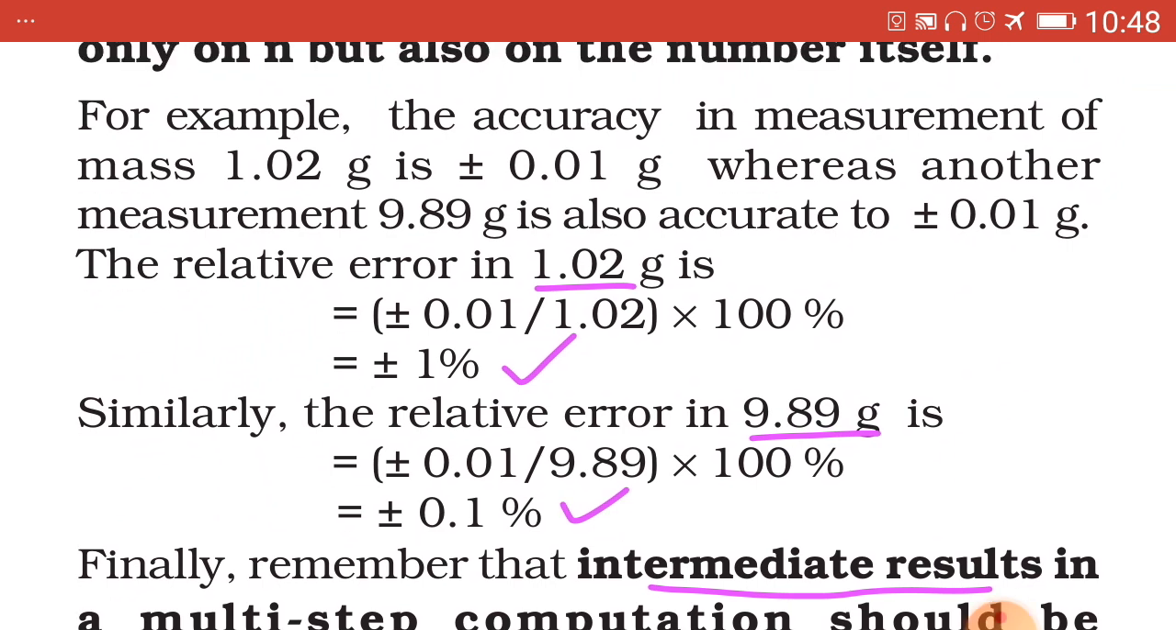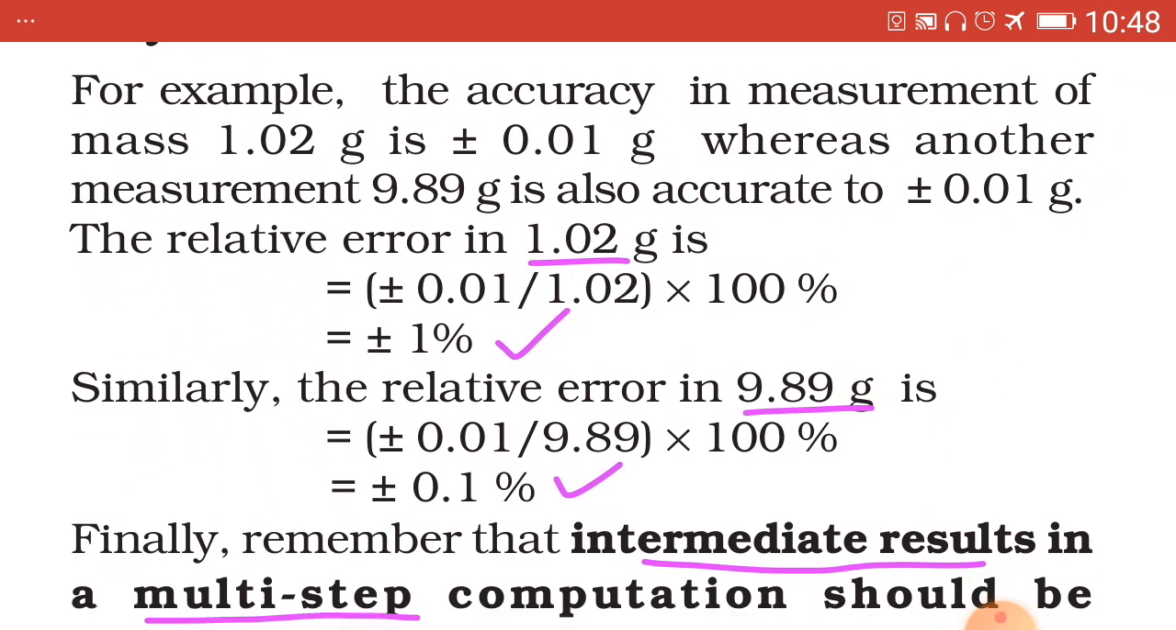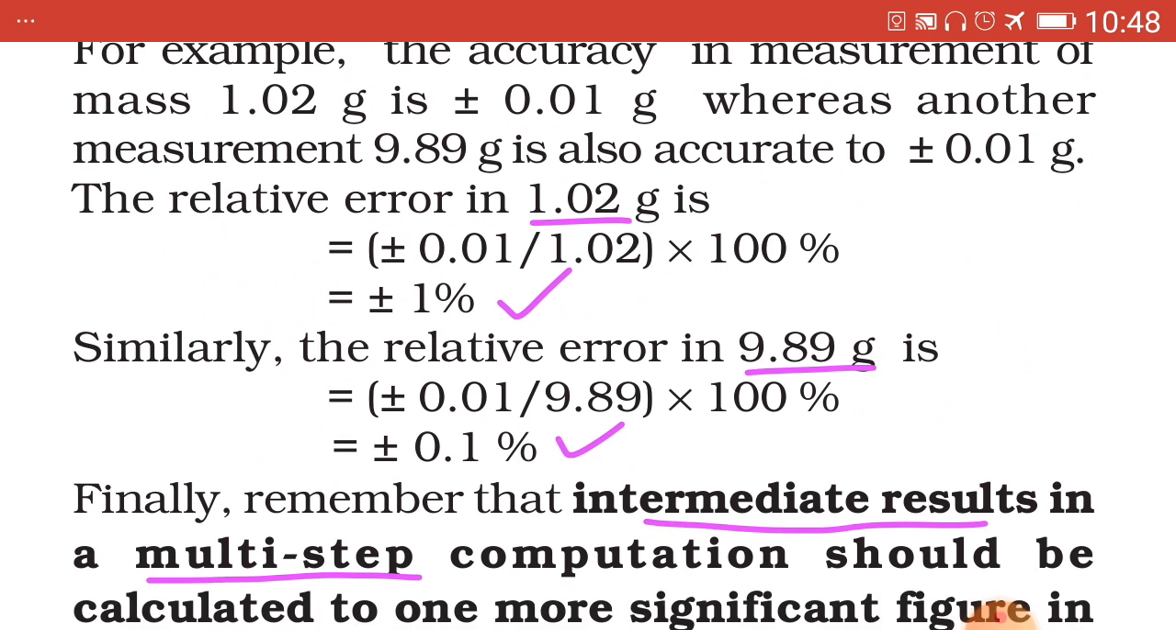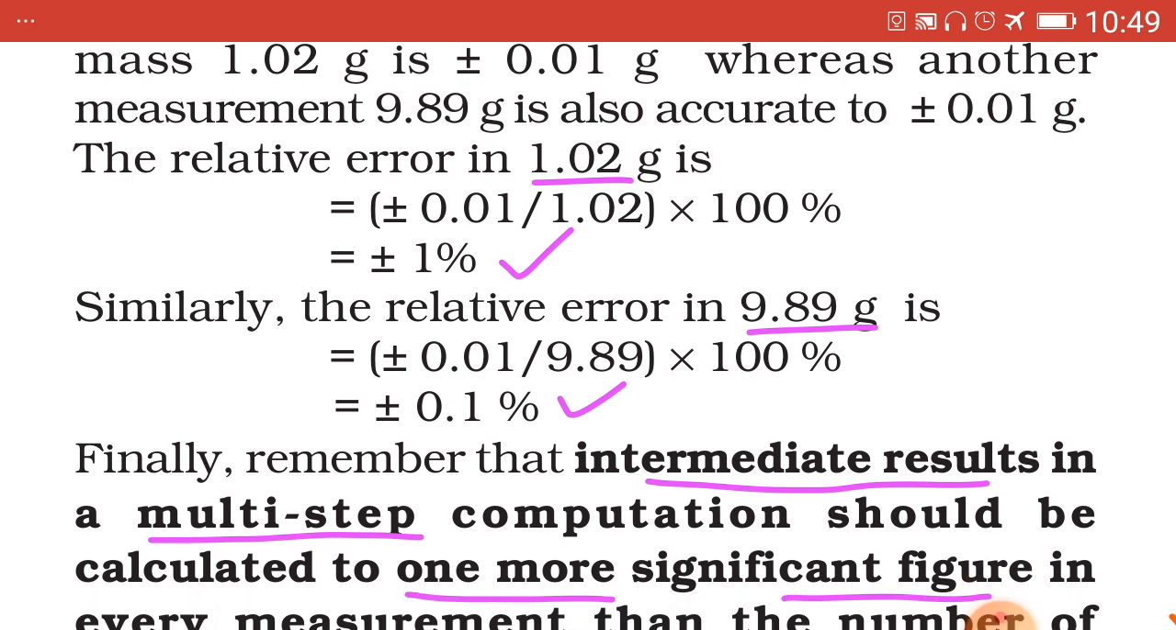First one, relative error: if we calculate and multiply by 100, you will get percentage error. So in 1.02 gram, as it is plus minus 0.01, so 0.01 upon 1.02, that is 0.01 divided by 1.02 into 100%, which will be equal to plus minus 1% on simplification and rounding up. Similarly, relative error in 9.89 gram will be equal to 0.01 upon 9.89.